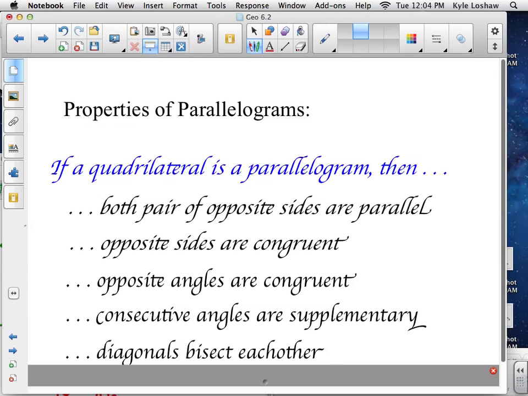If a quadrilateral is a parallelogram, then number one, both pairs of opposite sides are parallel. Number two, opposite sides are congruent. Number three, opposite angles are congruent. Number four, consecutive angles are supplementary. It's a big word. And number five, diagonals bisect each other. In order for it to be a parallelogram, all of these have to be met.